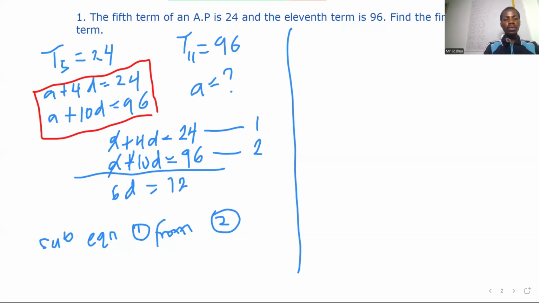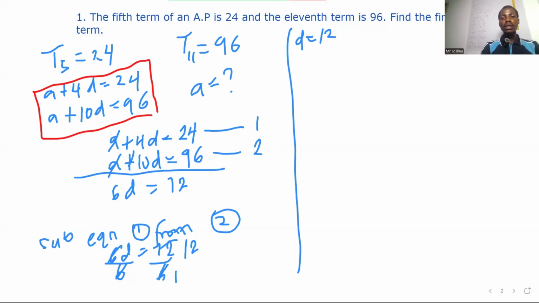So if we do this, what are we going to have next? We are going to divide both sides of this equation by 6. We divide by 6, we divide by 6. 72 divided by 6 is going to be 12. So we have d equals 12. That means our common difference is 12. We do not need to write that out, since that is not what we are looking for. We are looking for a.